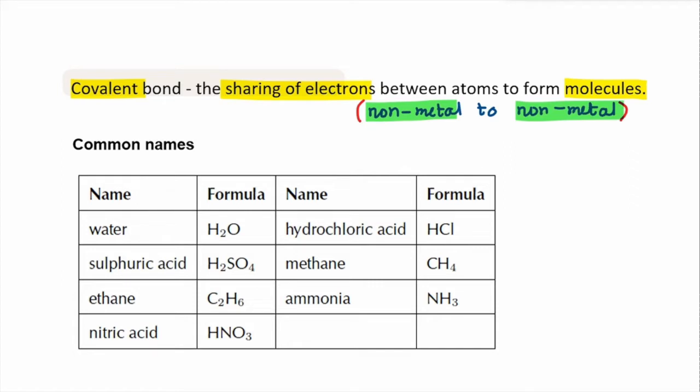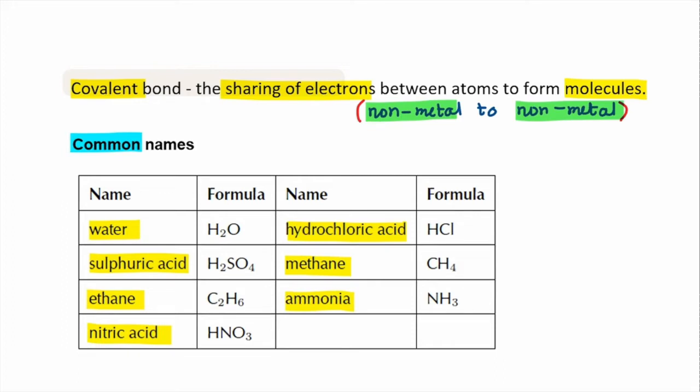Now, some substances have been known to us as humans for a very long time, and they therefore have common names that we often use instead of their correct chemical names. These substances include substances like water, sulfuric acid, ethane, nitric acid, hydrochloric acid, methane, and ammonia.